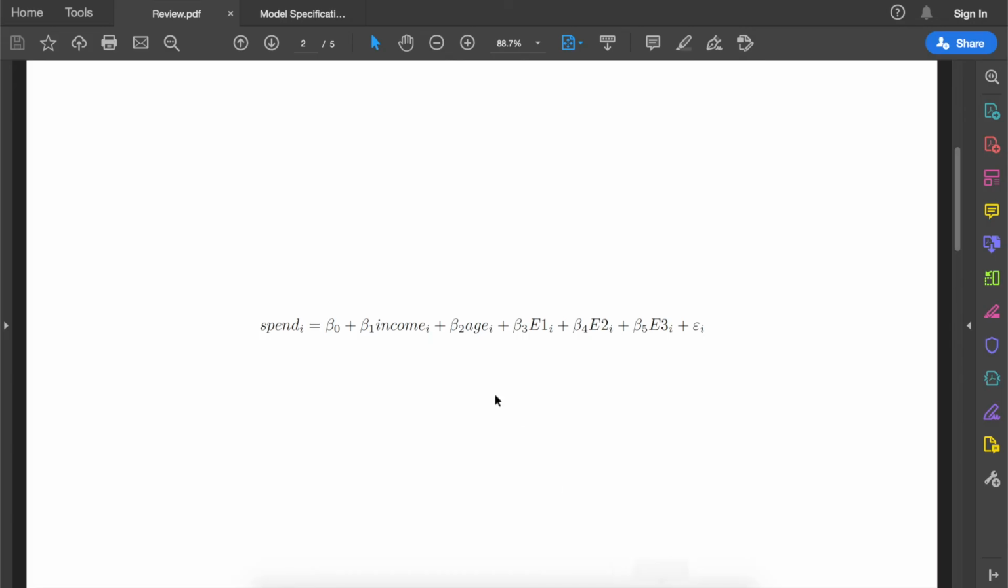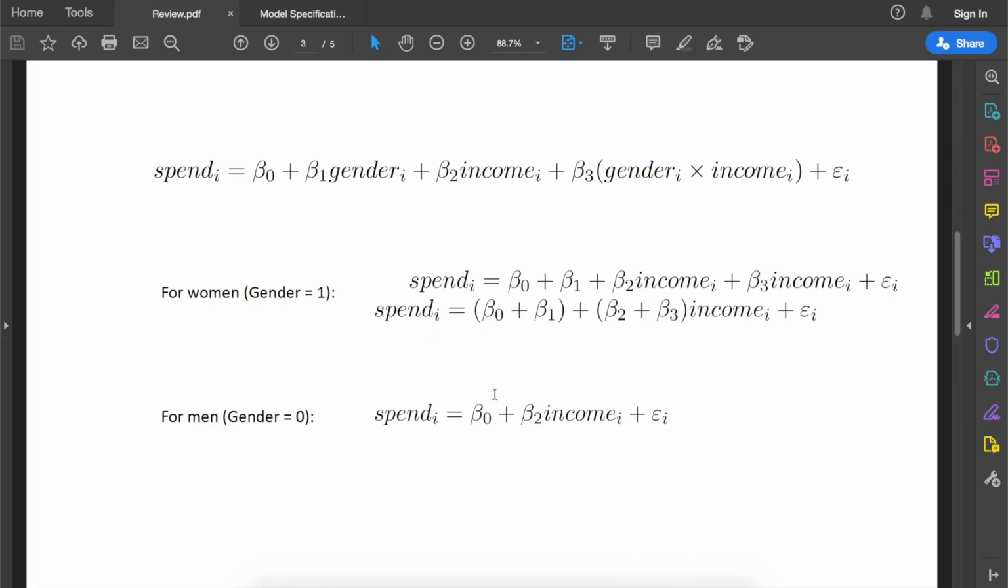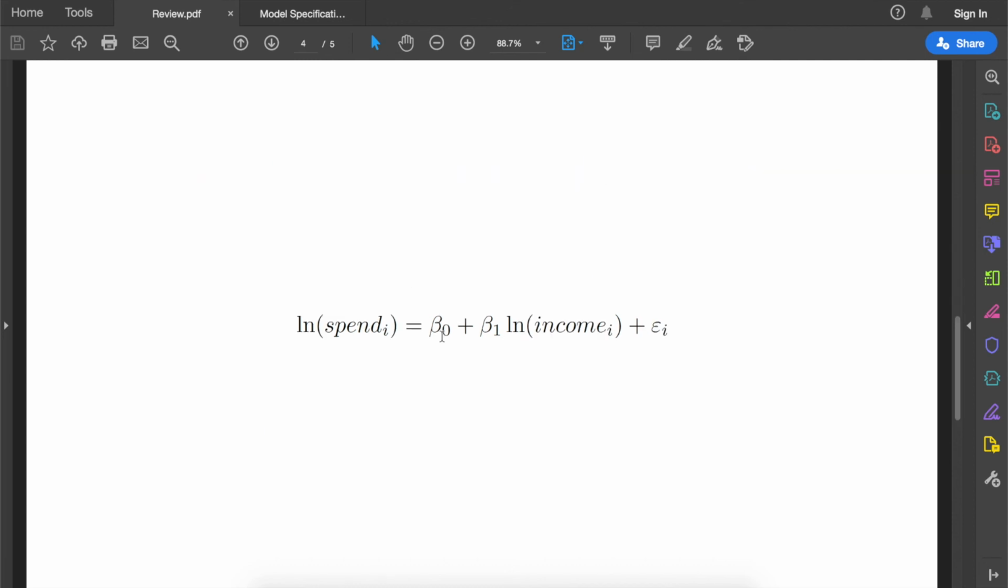Okay, great. And then in the next video, we're going to go ahead and finish these next few models up. So we're going to do a dummy variable with an interaction term and a log-log model, and then finally a quadratic model.